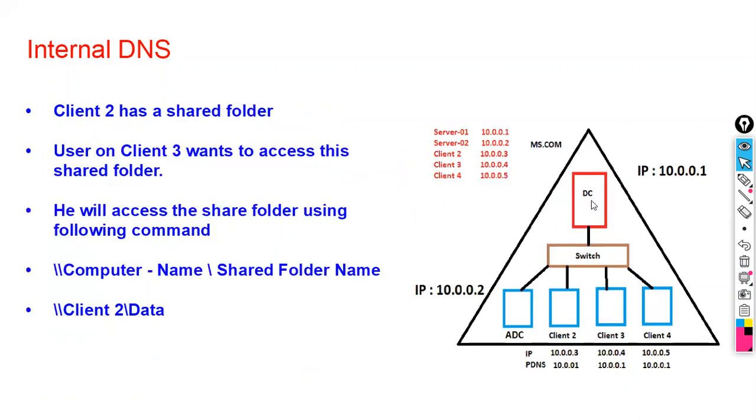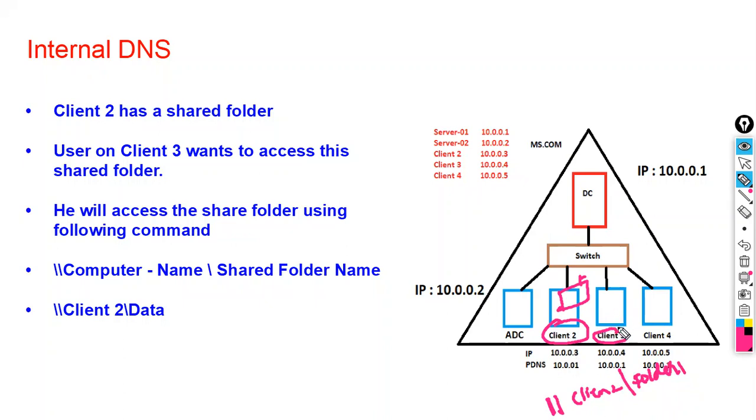So how does it work in your LAN? Let us say this client 2 has a shared folder, and client 3 wants to access this shared folder. So what will this client do? It will open the command prompt and type double slash, then the computer name. The computer name is client 2, and then the folder name. Let us say the folder name is folder 1.